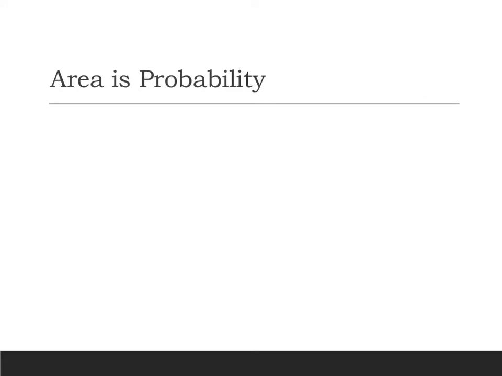All right, so this idea that area is probability extends to any density curve. So we just saw it with a rectangle. Area had to be 1. We found the area of the rectangle by using geometry. But when we have a normal curve, that area has to be 1 as well. So remember our normal curve from chapter 2 and chapter 3 with the empirical rule? That area also has to be 1.